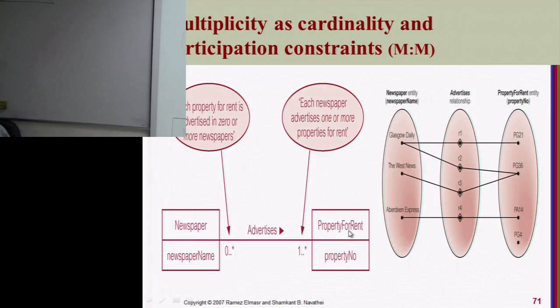The other way around, each property for rent may be advertised, because there is a zero here, in a newspaper. Not just one newspaper; I can advertise it in this newspaper and that newspaper and so on. So it may be advertised in one or more newspapers. This is how to read it moving this way. So these properties for rent are advertised in these newspapers. PG21 is advertised in one newspaper, while PG36 is advertised in two newspapers. One of them, PG4, is not advertised at all, because not every property is advertised.